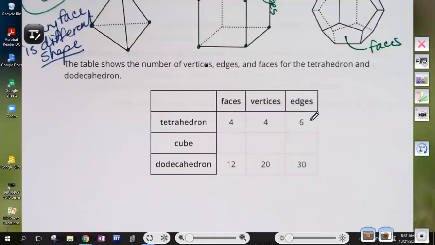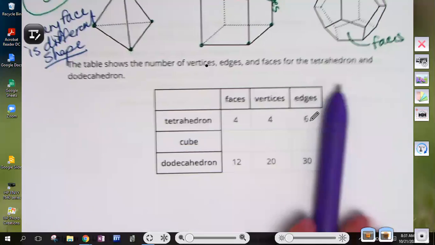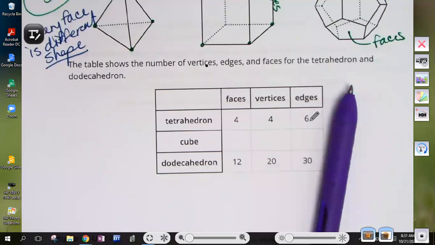So for the first one, for the faces of the cube. When I'm looking at this, the faces are all of the flat surfaces on here. So I have the top and the bottom, I have the front and the back, and I have the side and the side. So how many faces is that? 6.